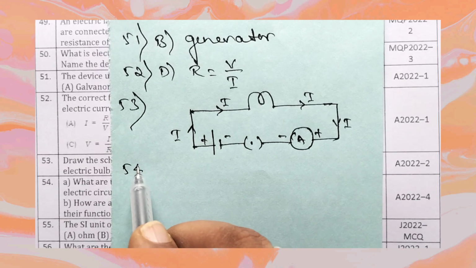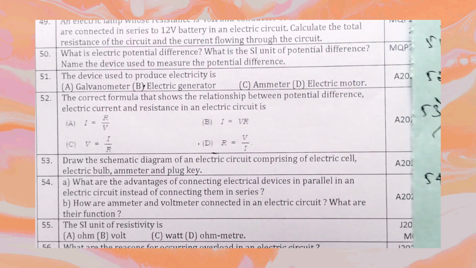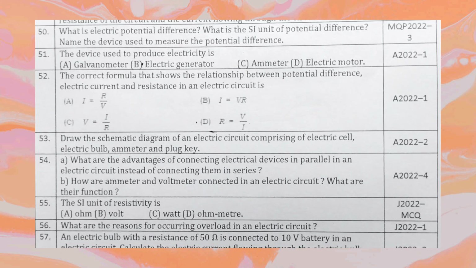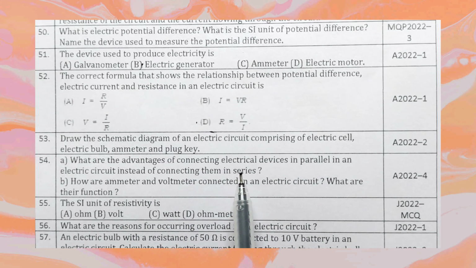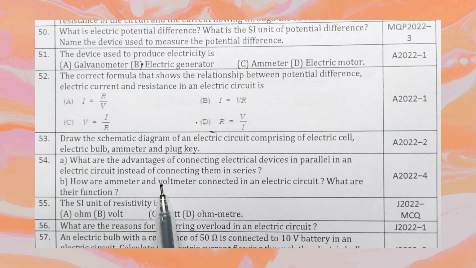Now let us move to the 54th question. In the 54th question, what are the advantages of connecting electrical devices in parallel in an electric circuit instead of connecting them in series? That is the first question. The second: how are ammeter and voltmeter connected in an electric circuit, and what are their functions? Now let us answer these two questions.